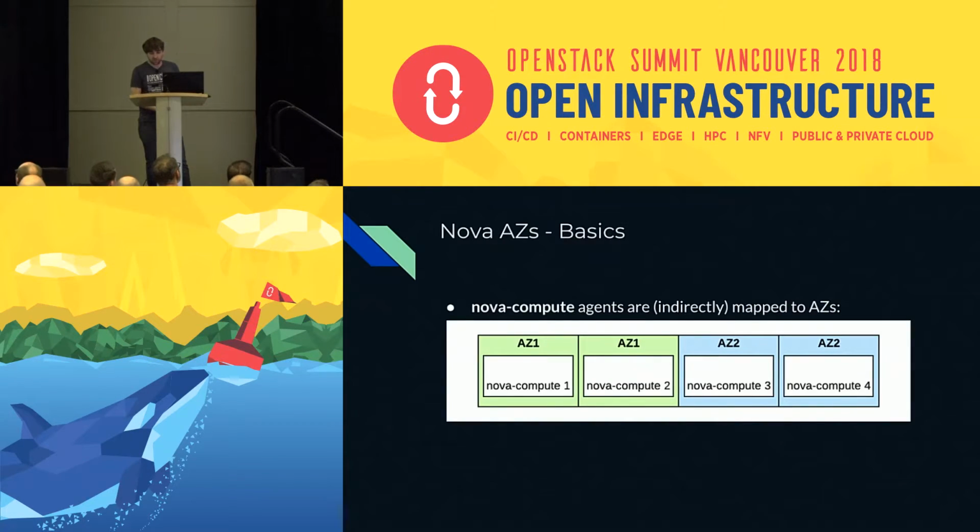So to start with, Nova, each compute agent is mapped to an AZ, like so.